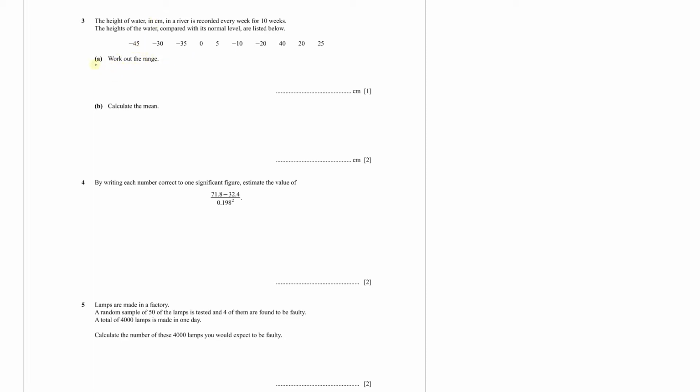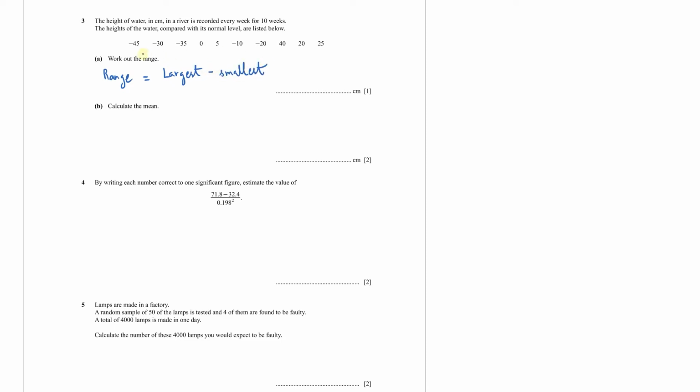So you have to work out the range. So range is basically the difference between the largest and the smallest value. So range will be equal to largest minus the smallest.